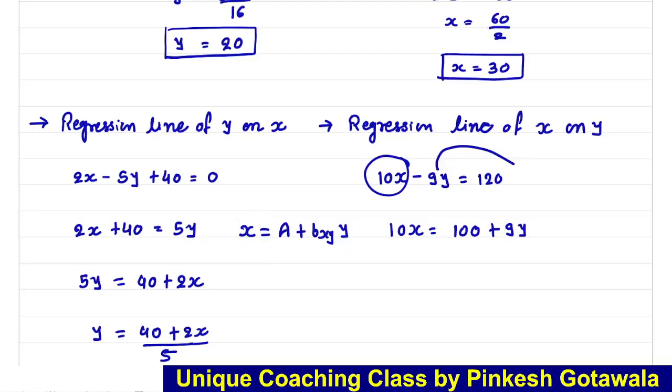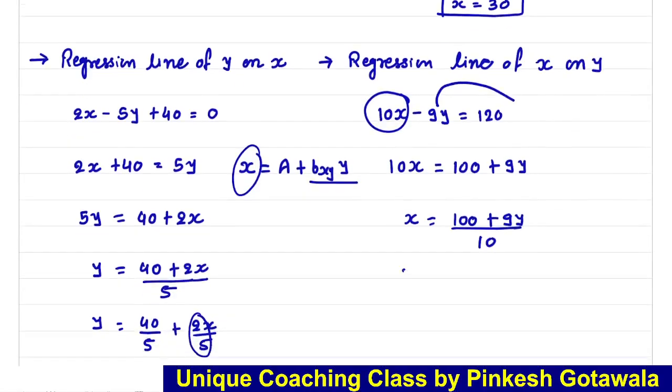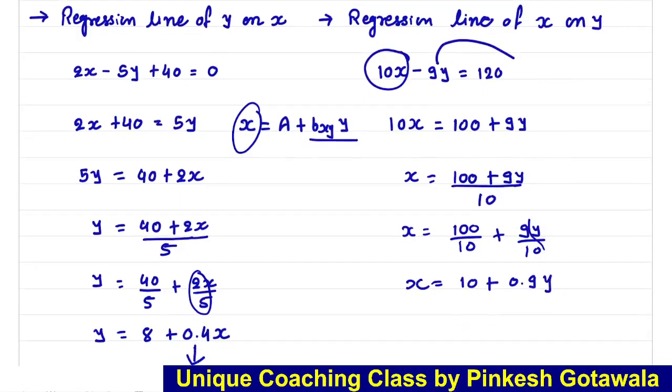Again focus on this. Here only x remaining, but here we have a 10x. Then here 100 means like this a, and this 9y is matched to b_xy. But here we need only x, but here 10x, just transfer this to the other side. And the same calculation as we do in y on x, just divide that 100 by 10, 9y divided by 10. So after that 100 by 10 we get 10, and 9 divided by 10 we get 0.9. So now it's converted into its base form, that is x equals a plus b_xy y.